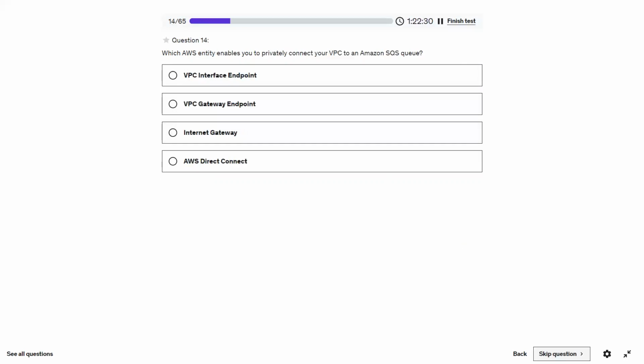Which AWS entity enables you to privately connect your VPC to an Amazon SQS queue? If you want to privately connect your VPC with an Amazon SQS queue, you will go with the interface endpoint, the VPC interface endpoint. The gateway endpoint connects with DynamoDB and S3. An internet gateway is just to connect with the public cloud. Direct Connect is for on-premises to the cloud. So only one option is left: the interface endpoint.